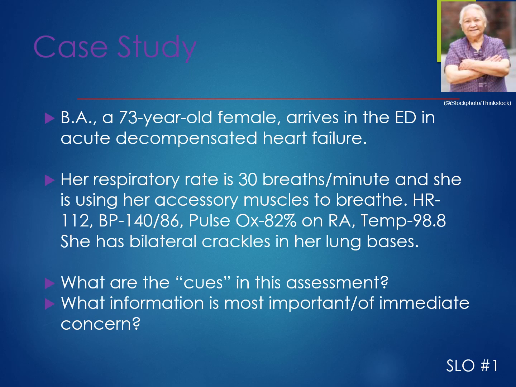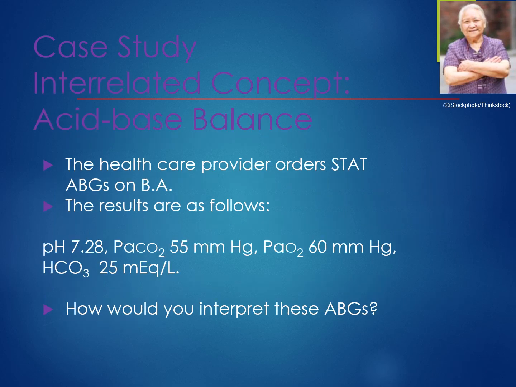So immediate concern, we're going to jump right into airway, breathing, circulation. We also want to know which accessory muscles she is using to breathe. So that's important data. And then our goal at this point is to get that oxygen saturation up. So looking at our orders, we've got stat ABGs, we've got the results.